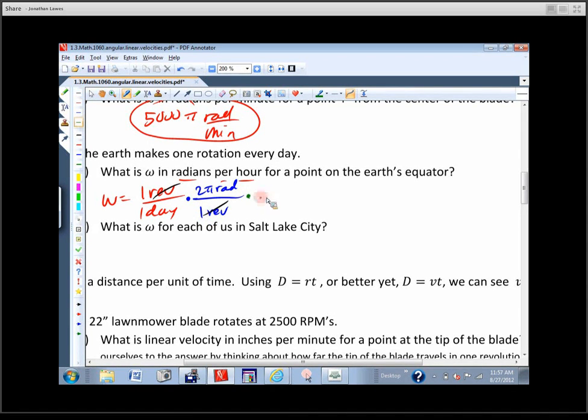So what do I want to cancel off now? I want to cancel off the days. So 1 day is the same as, what unit do I want down here? 24 hours. I can then cancel that day with that day, and if we look through here, the only unit on the top is radians. So this is 2 pi radians. And the only unit on the bottom is 24 hours. So then I can simplify this. I'm going to write this as pi twelfths. Everybody okay with that? Pi twelfths, radians per hour.